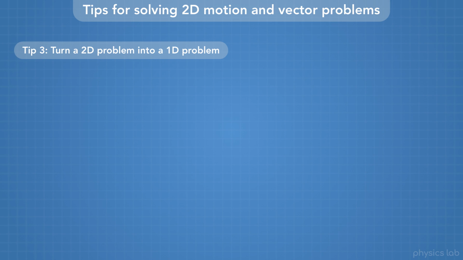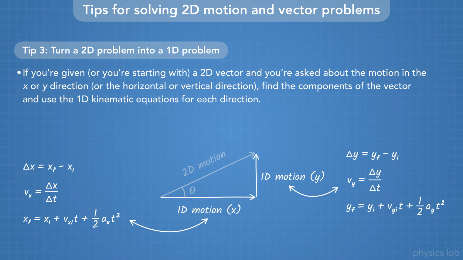And tip number 3, turn a 2D problem into a 1D problem. If you're given, or you're starting with, a 2D vector, and you're asked about the motion in the x or y direction, or the horizontal or vertical direction, then you can find the components of the vector and use the 1D kinematic equations for each direction.